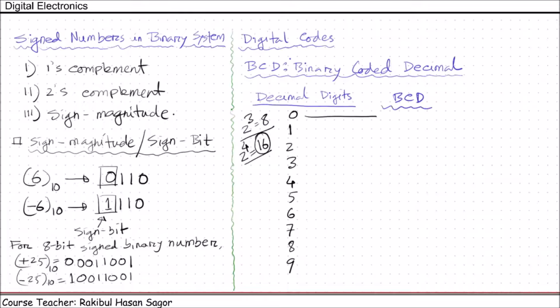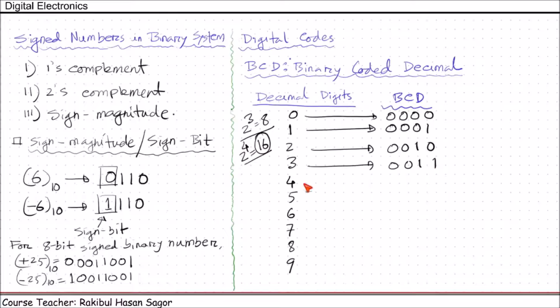Here 0 will be represented by 4 binary bits, as we have come to a conclusion that we need to use 4 bits. So there will be 4 binary bits, 0000. And 1 will be represented by using 4 binary bits, which can be written as 0001. And 2, 0010. 3, 0011. 4, 0100. 5, 0101.